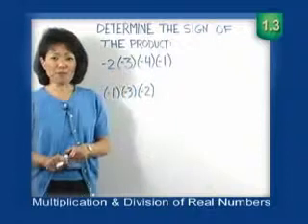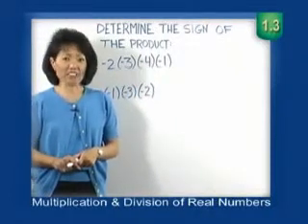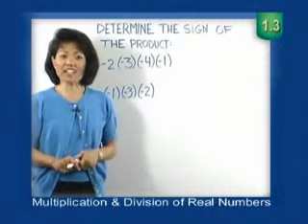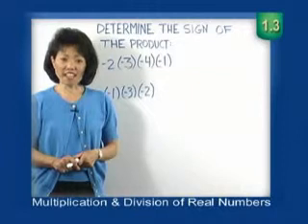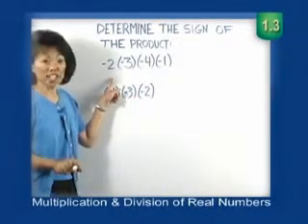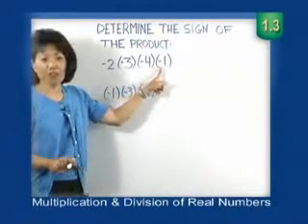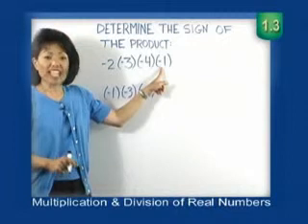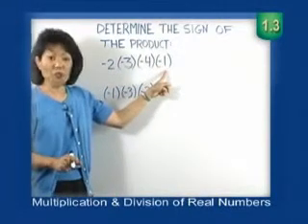Remember, the rule is simple. Count the number of negative signs. If there's an even number of negative signs, the entire product is positive. If there's an odd number of negative signs, the product is negative. Let's look at our first product. Let's count the number of negative signs. 1, 2, 3, 4. 4, an even number. That tells us the entire product will be positive.